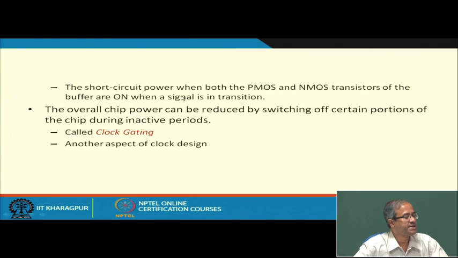Then of course, short circuit power: during switching, for a very short duration both the PMOS and NMOS networks in a CMOS gate are on and there is a short circuit power. This is called short circuit power. And of course, overall chip power can be reduced by switching off some portions of the chip when they are not required. This is called clock gating. Well, again we shall be talking about this much later. This is another aspect of clock design.